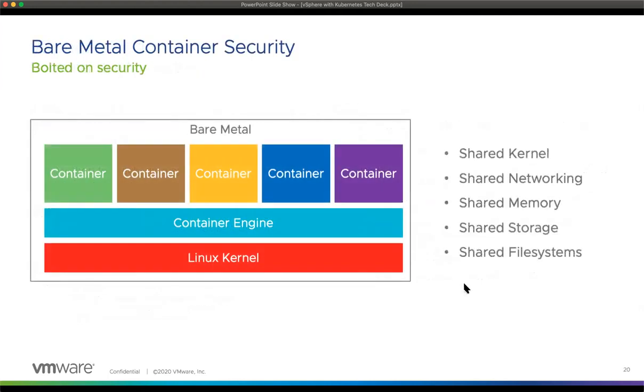So let's look at bare metal containers. On a bare metal system, I have a Linux kernel, the container engine, and a whole bunch of different containers. I have shared kernel, shared networking, shared memory, shared storage, and oh, by the way, shared file system. I don't like to share. Coming from a security background, I really don't like to share. There's just too much that could go wrong, in my opinion.